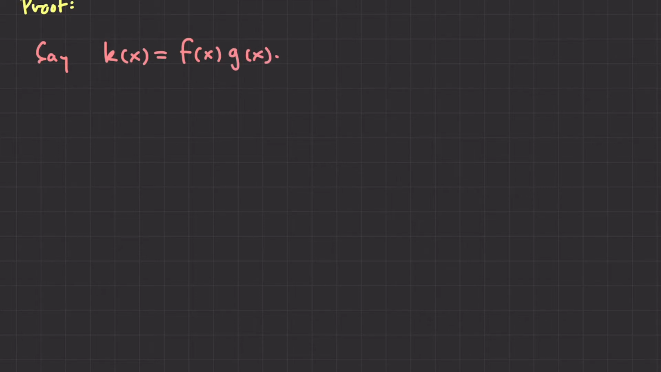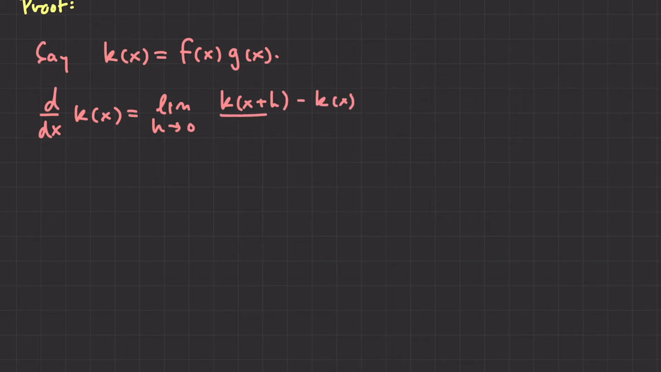And we'll also say that d by dx of k of x is equal to the limit as h approaches 0 of k of x plus h minus k of x all over h. You can see why I didn't use h of x, because it would get a little bit confusing with all the h's. So we're using k of x.